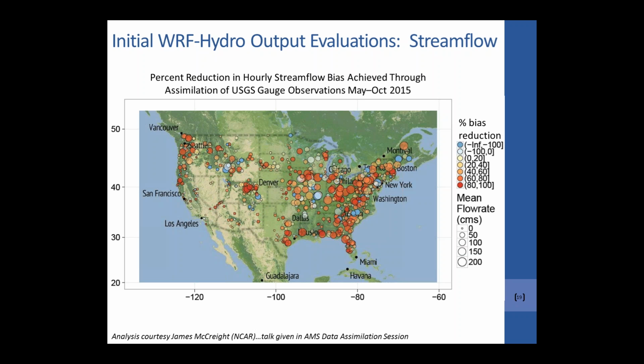Instead, these are gauges that are downstream from your assimilation point. So what's the benefit of assimilating upstream? How powerful is that benefit as it flows downstream, and how does that manifest itself? So you see a nice reduction in bias across most of the country, even when you're just looking at downstream points.